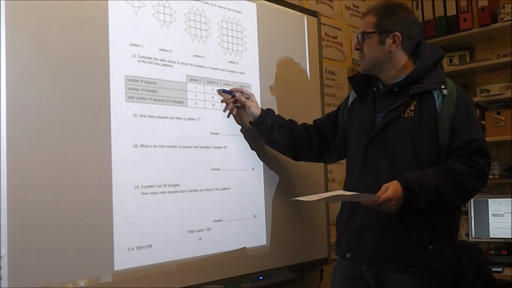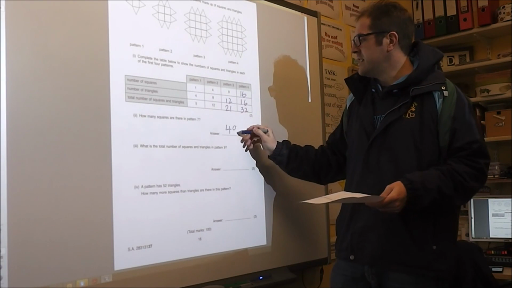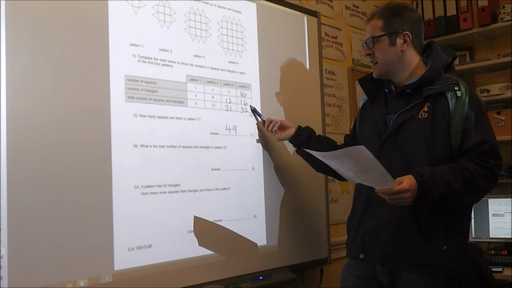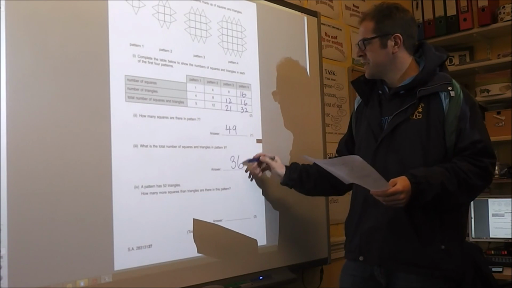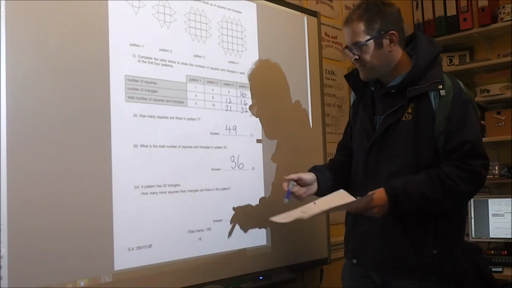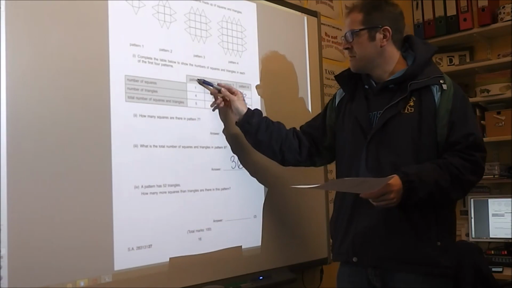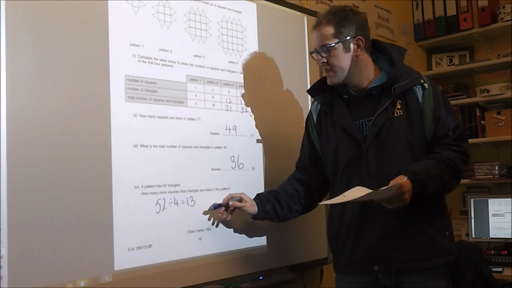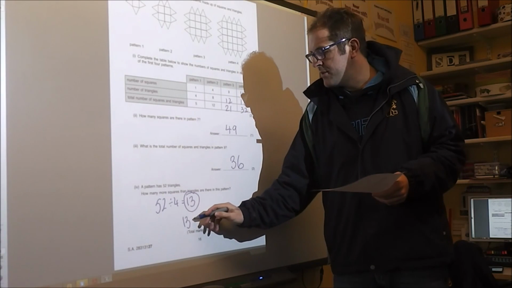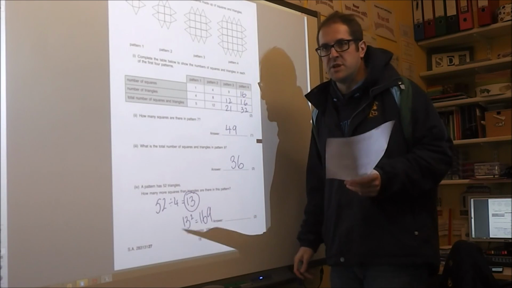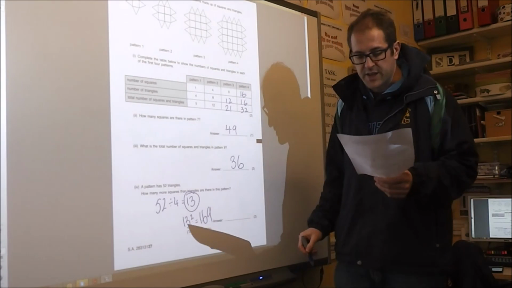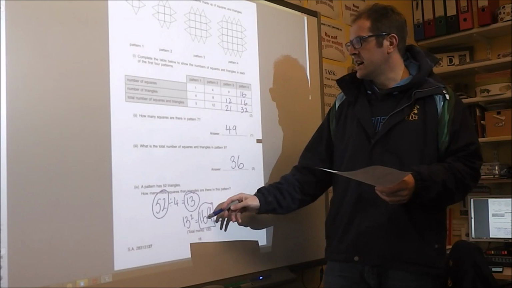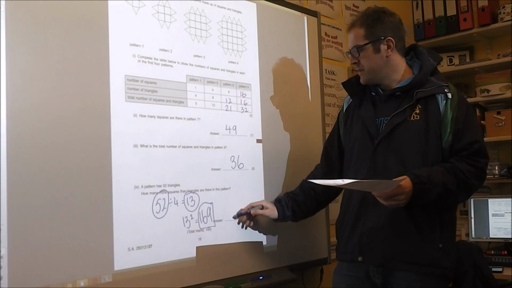Pattern 7, you could spot these as square numbers, so it would be 49, or you can continue the sequence on. Similarly with these ones, you can notice that it's times 4 each time, or you can carry on the table. If it's got 52 triangles, remember the triangles was pattern number times 4. So 52 divided by 4 is 13. So it's pattern 13, and 13 squared is 169, which we should definitely all know. So the difference between triangles and lines would be 117.